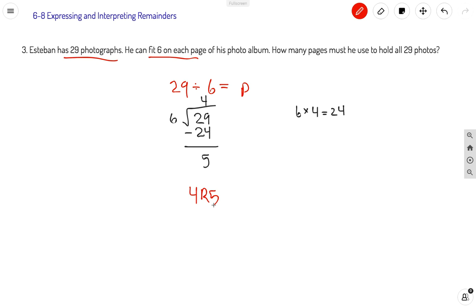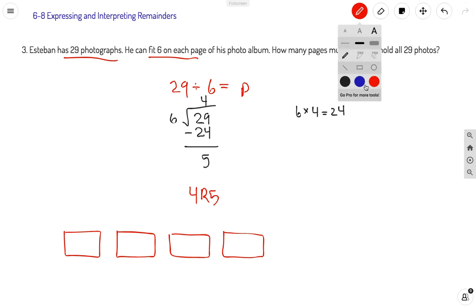So I'm going to draw the, I guess, the pages of my photo album. So I have one page. I know right here that I can use at least a total of 4 pages. So I have 1, 2, 3, and 4 photo album pages. And I can fit 1, 2, 3, 4, 5, 6 pictures on each page.